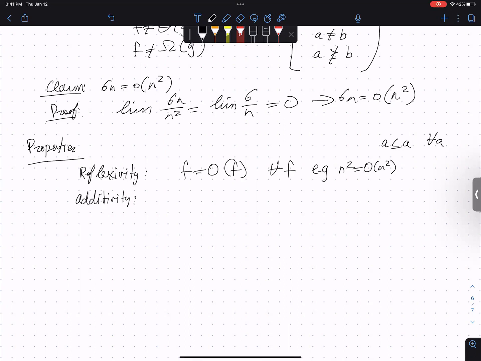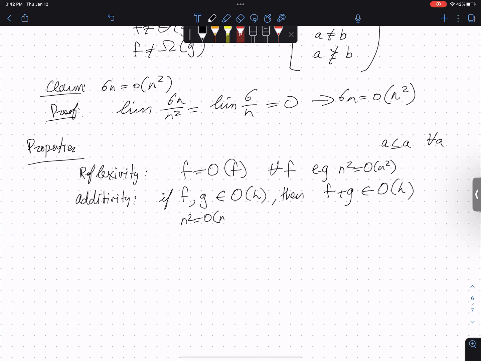Additivity says that if f and g are big O of h, then f plus g is also big O of h. So for example, n squared is big O of n squared by reflexivity, and n is big O of n squared. I think, did we show that?